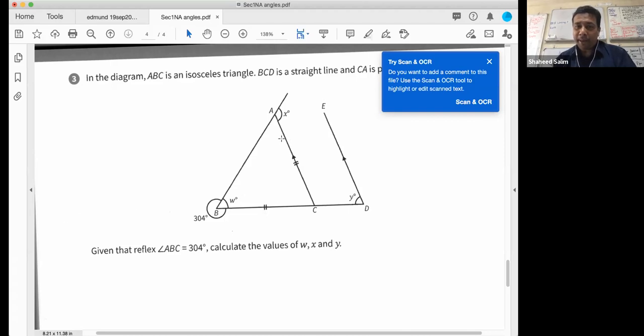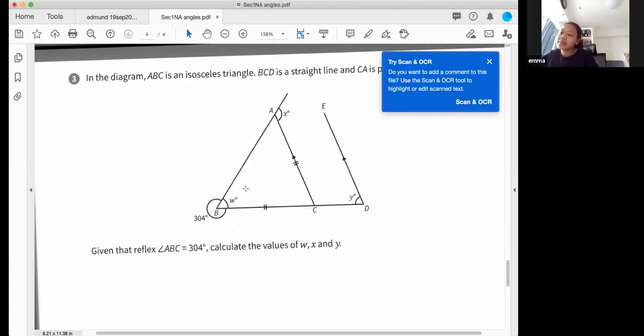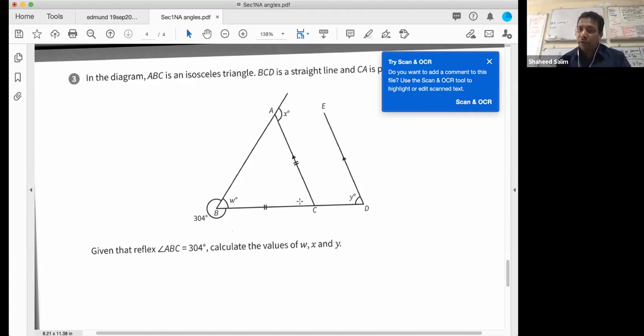You have X. Okay. Now down here, you can see what type of triangle this is. Isosceles. So these two angles are the same, right? This one is different. You can find this. If you can find this, you can find this, and then you can find this. Come on, Emma, you can do this.